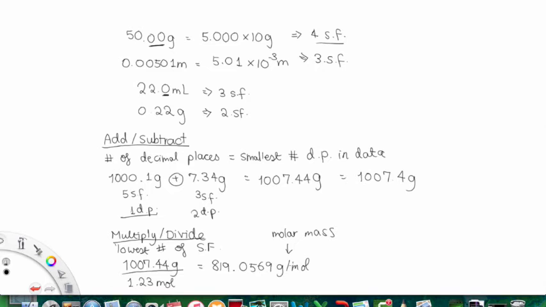Okay, so let's look at how many significant figures all of these things have. We have 1, 2, 3, 4, 5, 6 sig figs for the numerator, and we have 3 sig figs for the denominator. So the lowest number of significant figures is 3. So we can only write this as 819 grams per mole. So I hope that makes sense so far. If it's adding and subtracting, use the smallest number of decimal places. For multiplication and division, use the lowest number of significant figures. It's as simple as that. You just need to get used to doing some problems.